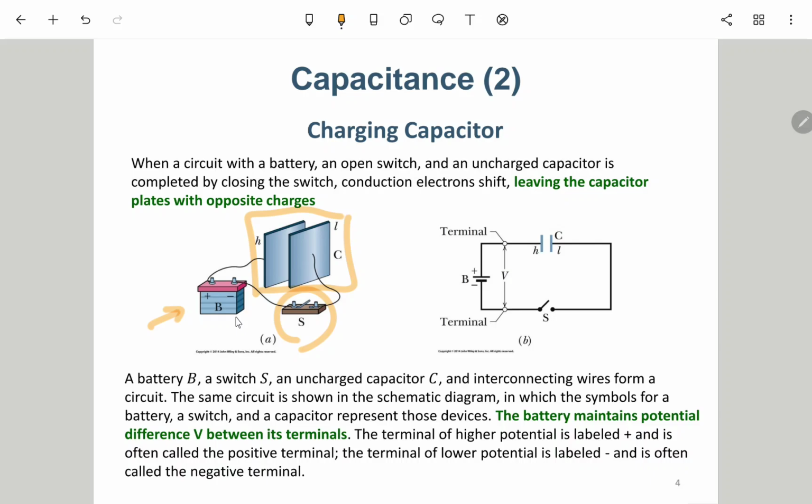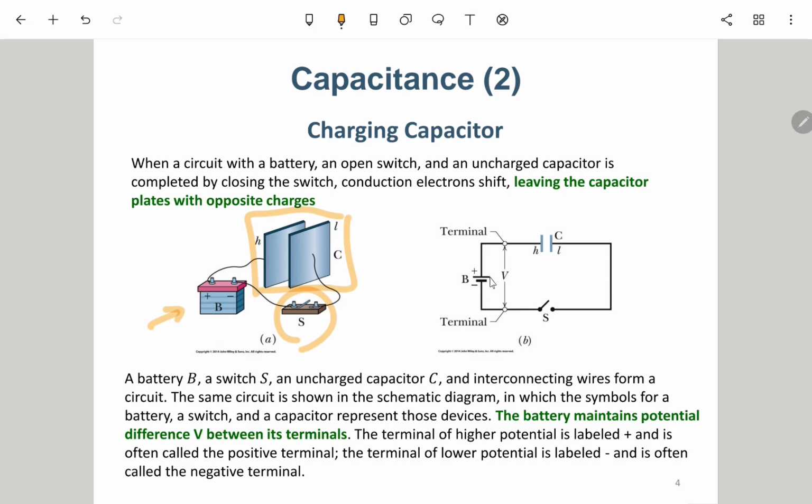Okay, so of course if you need to draw it every time, it will be time consuming. So we have some circuit symbols so that we can use simple line art drawing to actually show what your circuit is. So here for the battery, we draw two lines, one longer, one shorter. The longer line means this is the positive side, and the shorter is the negative side.